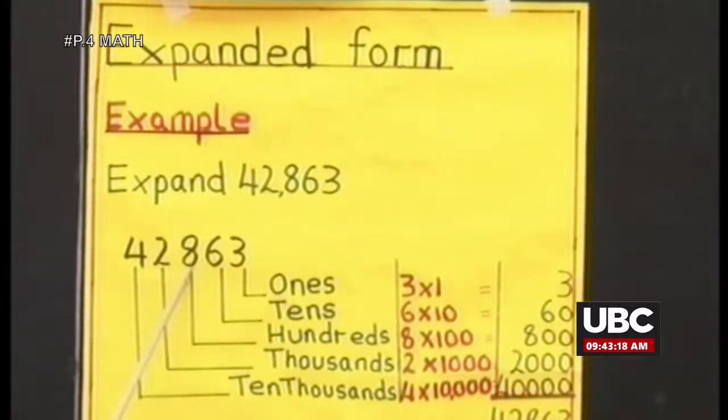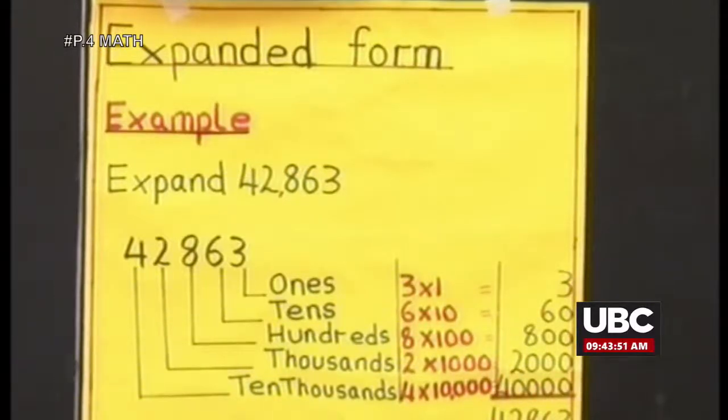And what is the value of 8 in the number 42,863? The value of 8 is 8 times 100. Why do we multiply by 100? Because 8 is taking the position of hundreds. And so we have to get the value of 800. 8 times 100, you get 800.